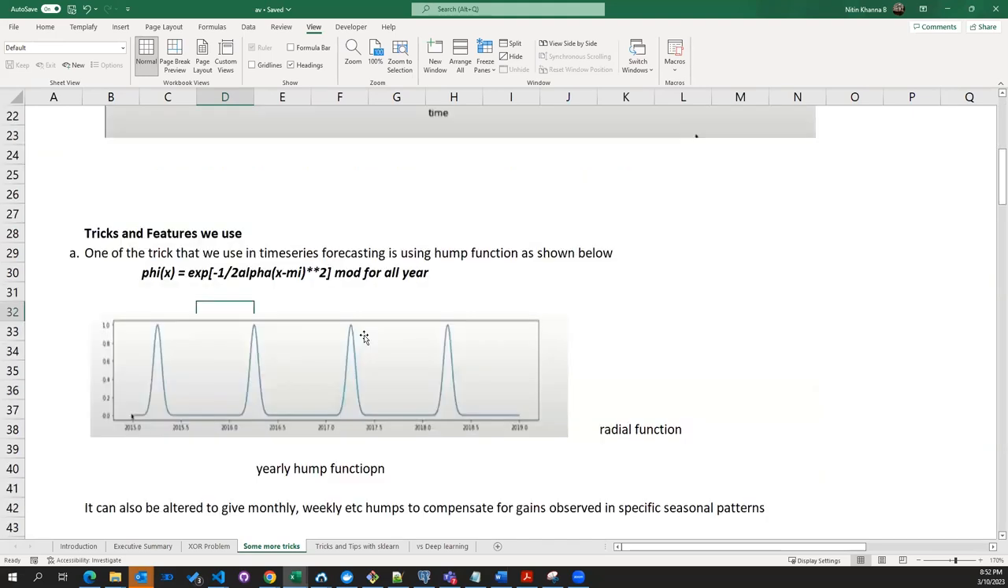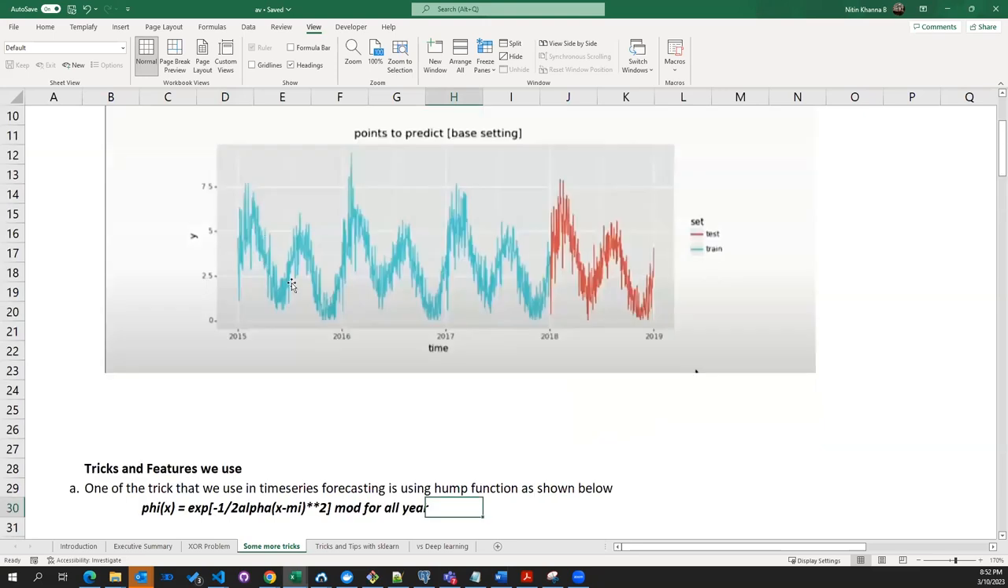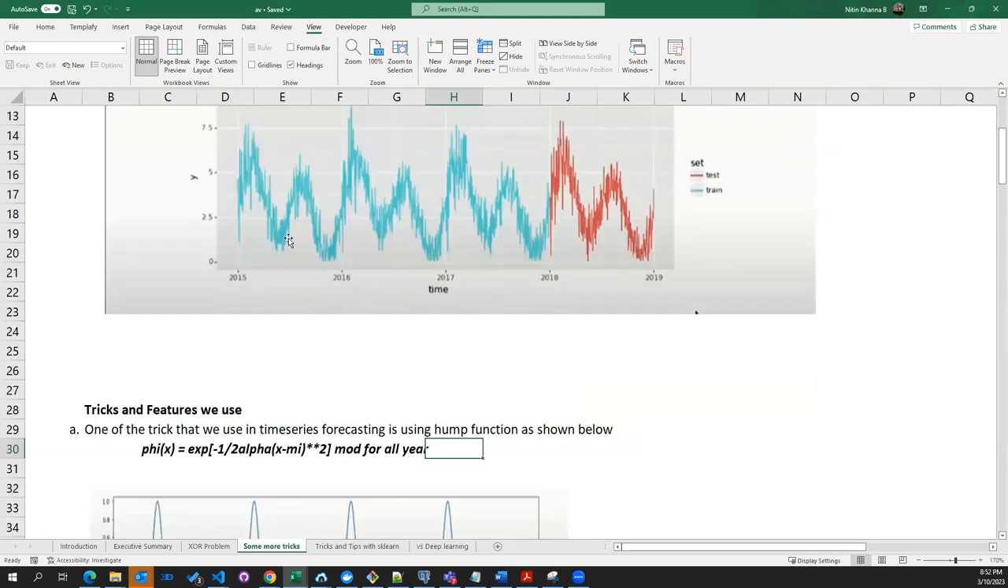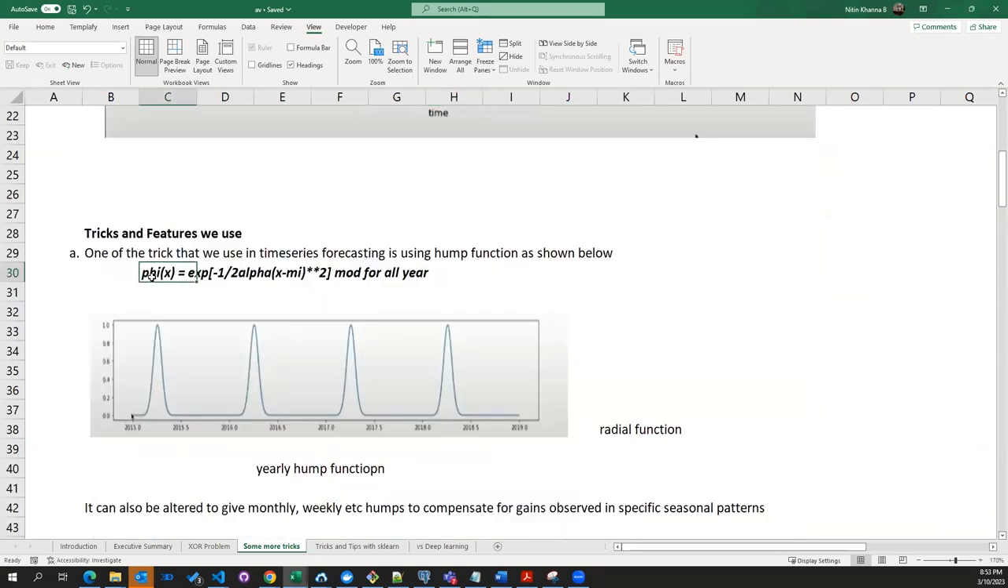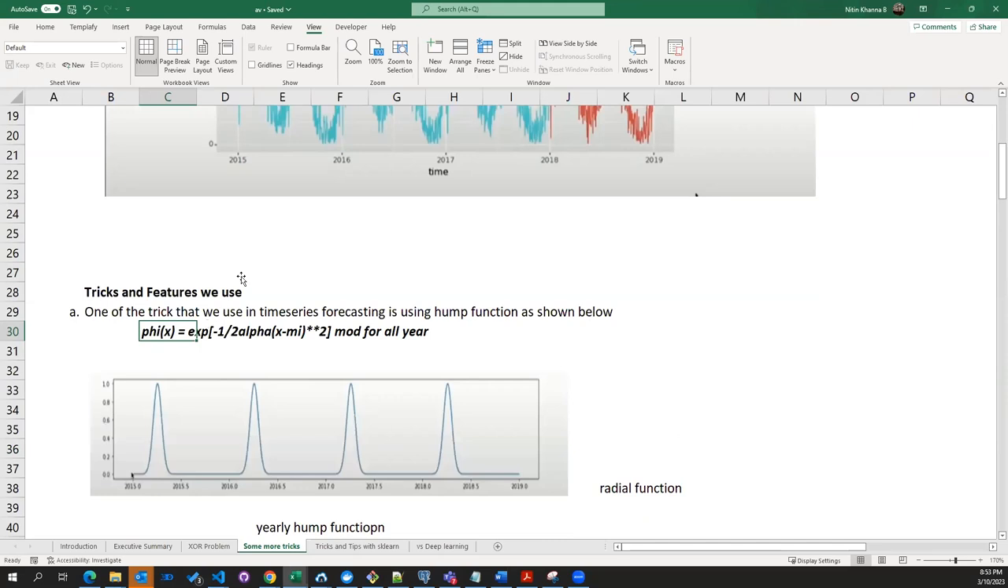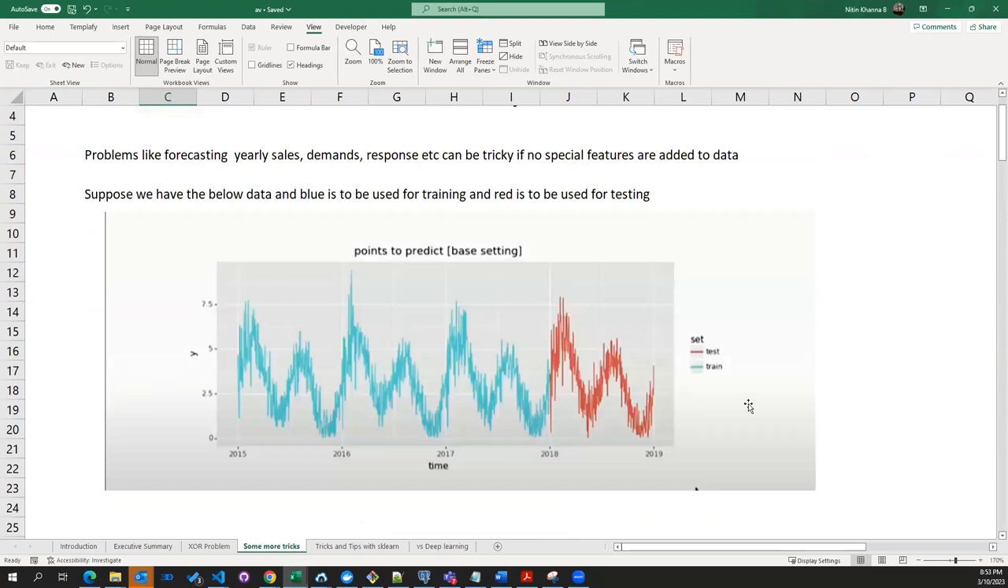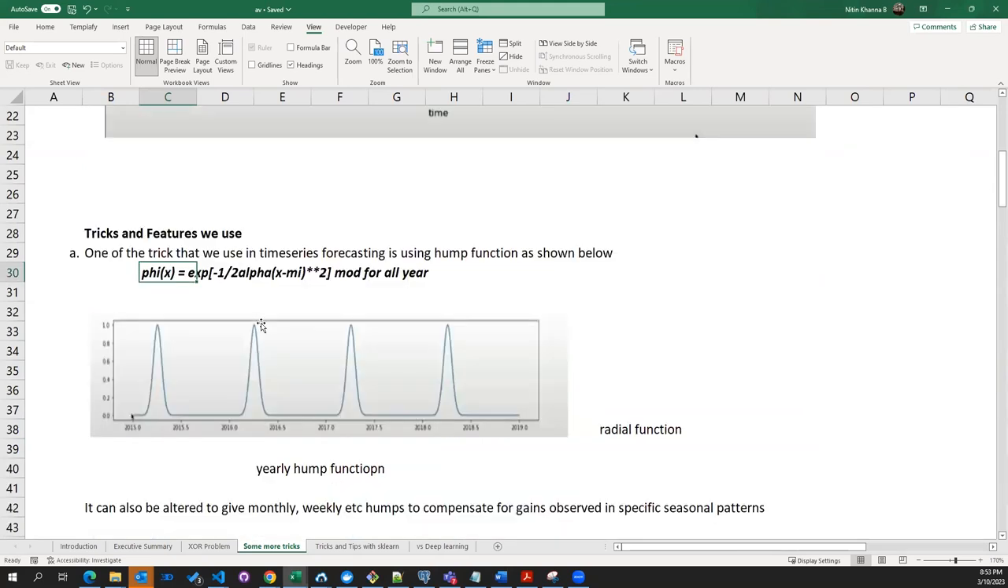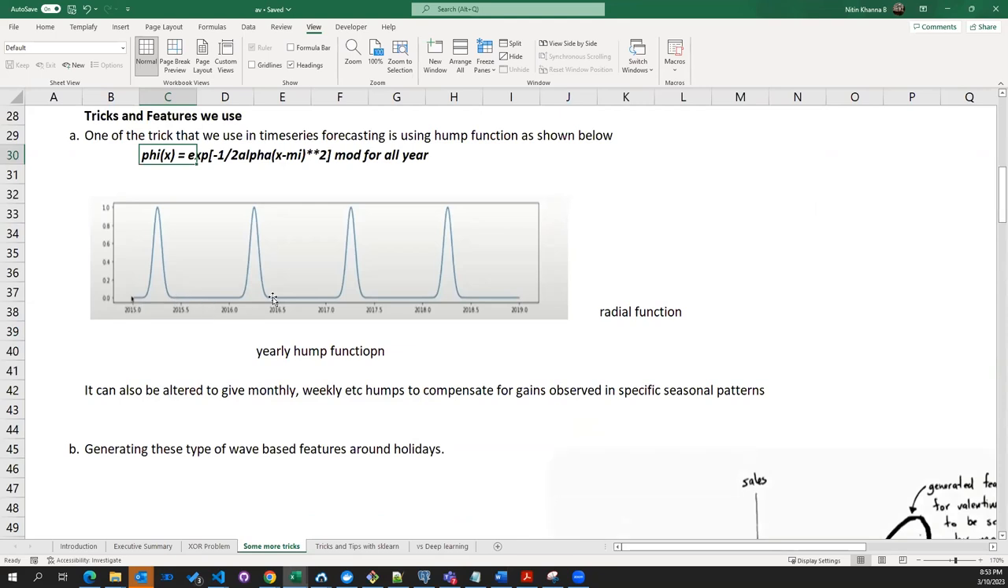If I go with a linear model and try to fit a linear line on this, it will try to fit all these data points on a single line. So adding a new feature here helps to reduce the error of the linear model, which is trying to predict all these data points for, let's say, 1 year or 1 week or one quarter. Similarly, this function can be altered for monthly as well as weekly duration.